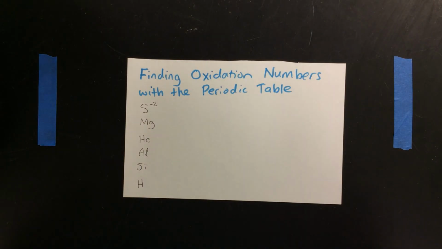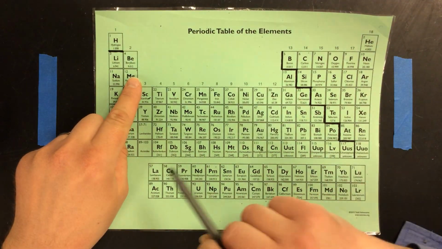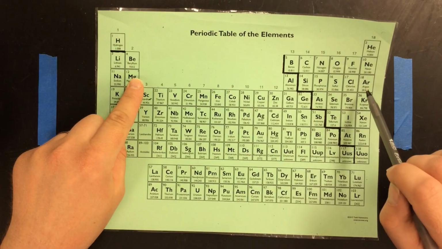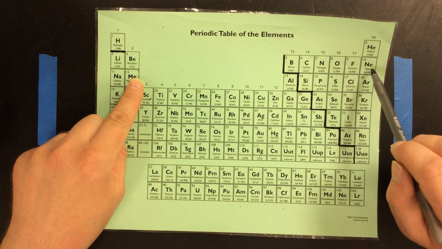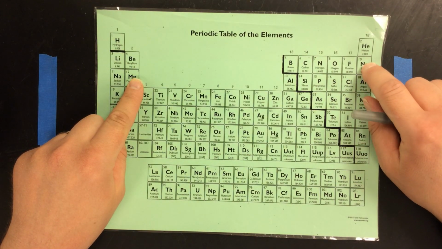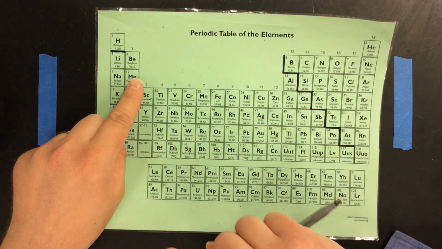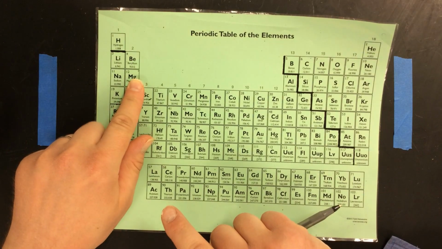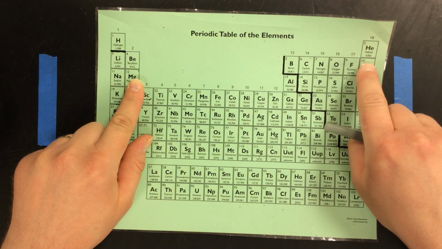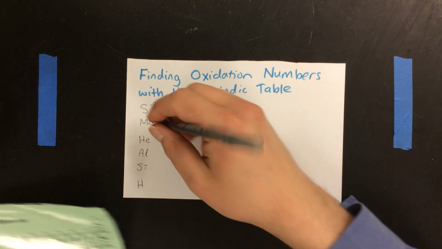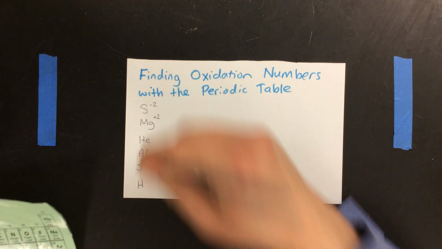Next up is magnesium. Here's magnesium. Well, magnesium is number 12, which falls between 10 and 18, and of those two is closer to 10. So here's our nearest noble gas. We count from the noble gas to the element. You notice this time we're going up, which means the charge will be positive. So here's +1, +2. So magnesium would like to have a charge of +2.